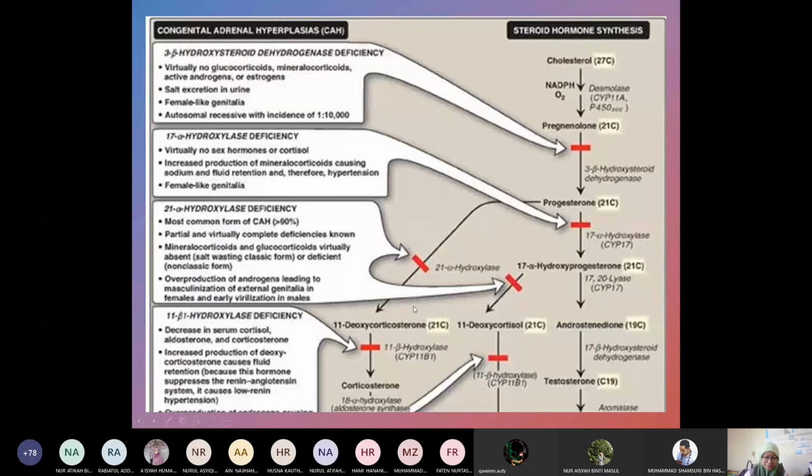So the most important and common congenital problem with congenital adrenal hyperplasia is due to the absence of 21 alpha hydroxylase enzyme, deficiency here, 21 here. Okay, what happens? 21 hydroxylase, partial and virtually complete deficiency, no mineralocorticoids. Glucocorticoids are usually absent. And then there is overproduction of androgen. See, androgen production is not associated with 21 alpha hydroxylase, right? So overproduction of androgen leads to masculinization of external genitalia in females and early virilization in males. So these are the symptoms.